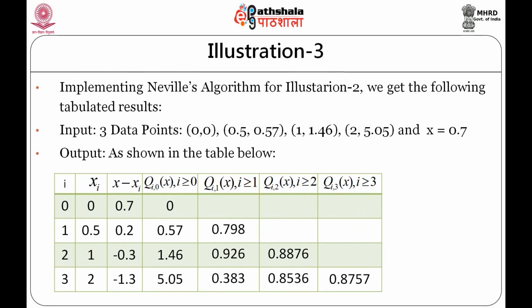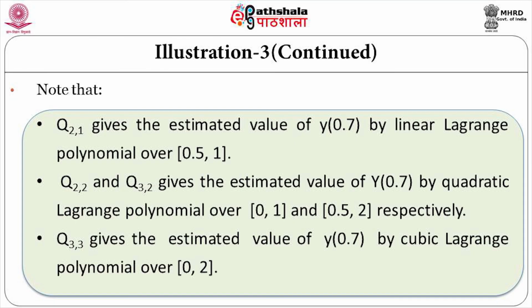And when you are trying to calculate q 33, the third degree polynomial, there will be only one. So that is q 33, and for q 33 my first point will again be 0.7 and minus 1.3, the last value, and I have to use 0.8876 and 0.8536, the previous two values. So 0.8536 into 0.7 plus 1.3 into 0.8876 divided by 2 minus 0, and that will give me 0.8757. So this gives us very clearly the Lagrange interpolating polynomial.